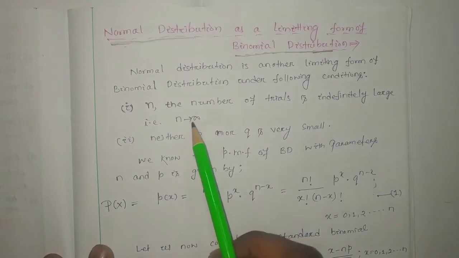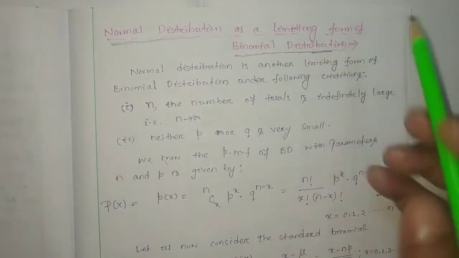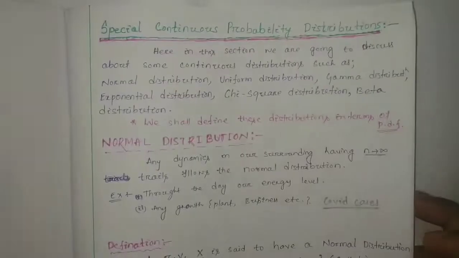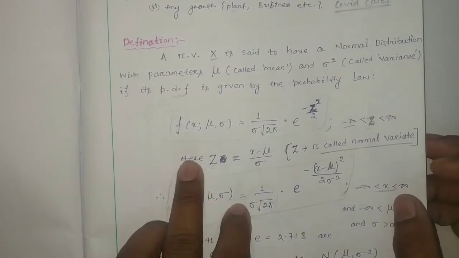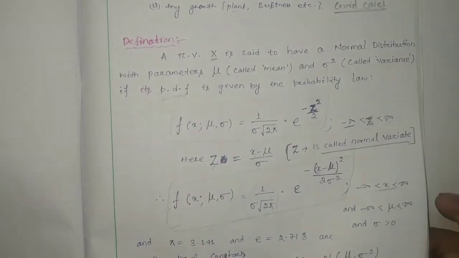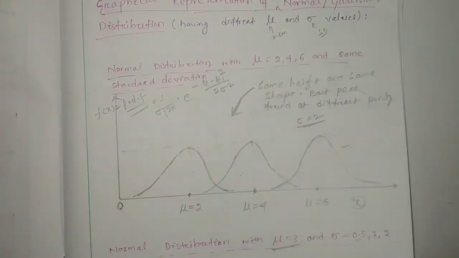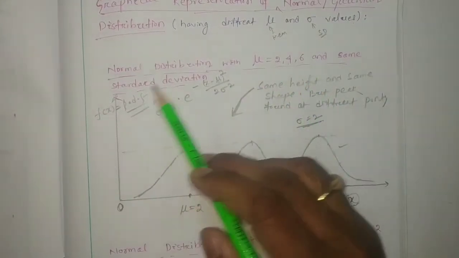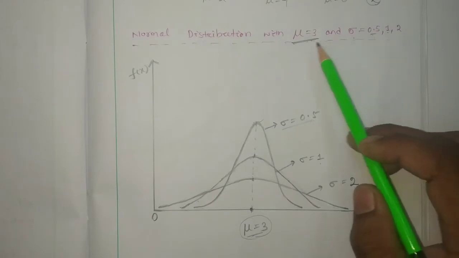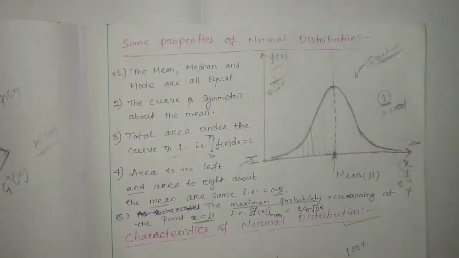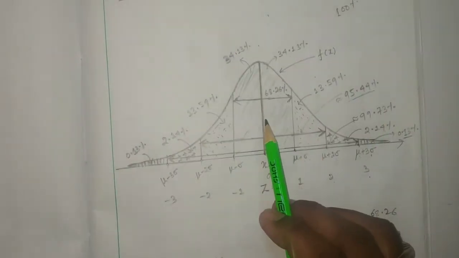In this class, we are going to discuss normal distribution as a limiting form of binomial distribution. In our last class, we discussed in detail the introduction of the normal distribution. This is the PDF of the normal distribution, and this is the graphical representation considering different mean values and the same standard deviation. This is the graphical representation of different standard deviations having the same mean value, and these are the basic properties and characteristics of the normal distribution.